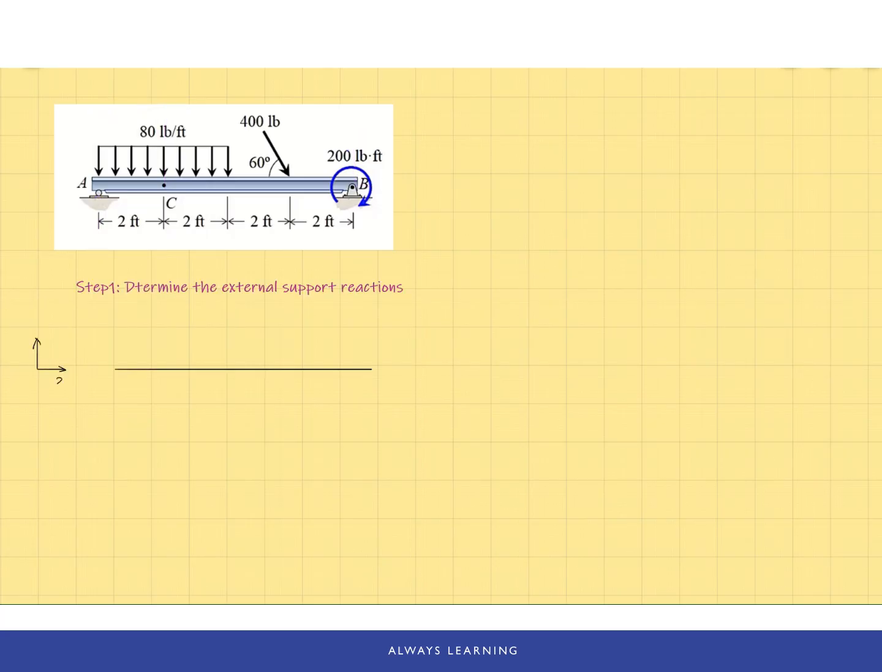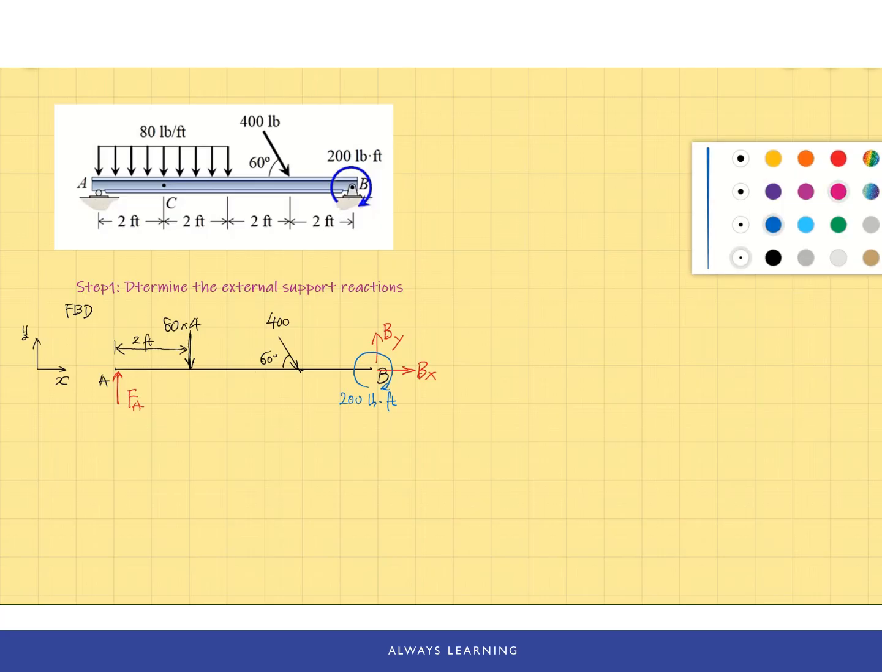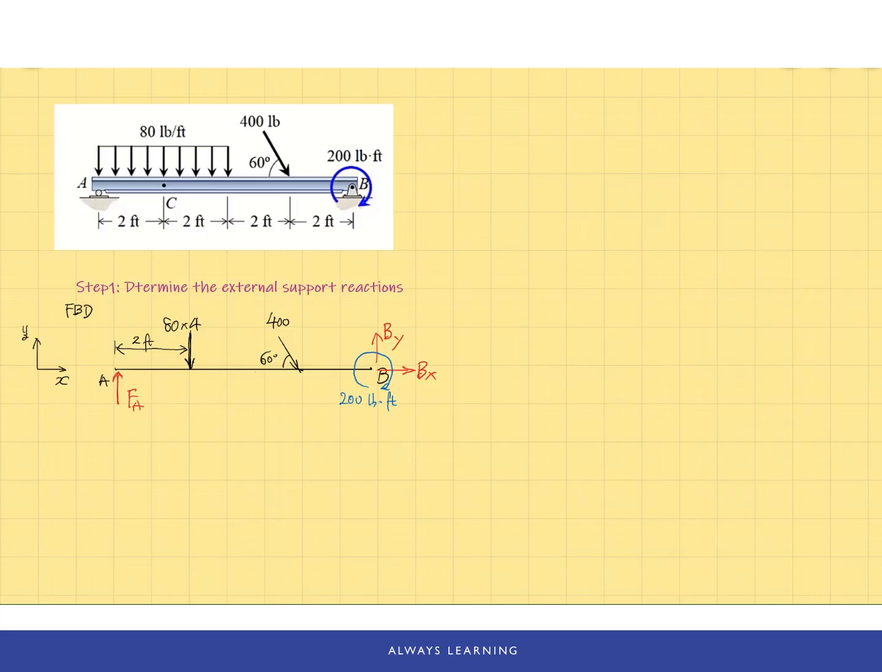To find the external support reaction, first we need to draw the free body diagram of the entire frame. This is point A and this is point B. We're going to place all the external forces on this beam and also remove all the supports, the roller support at A and the pin support at B. So this is my free body diagram with all the applied forces, and I also reduced the distributed load to one concentrated load. Since we're going to choose the left segment to calculate the internal reactions at C, we only need to find FA.